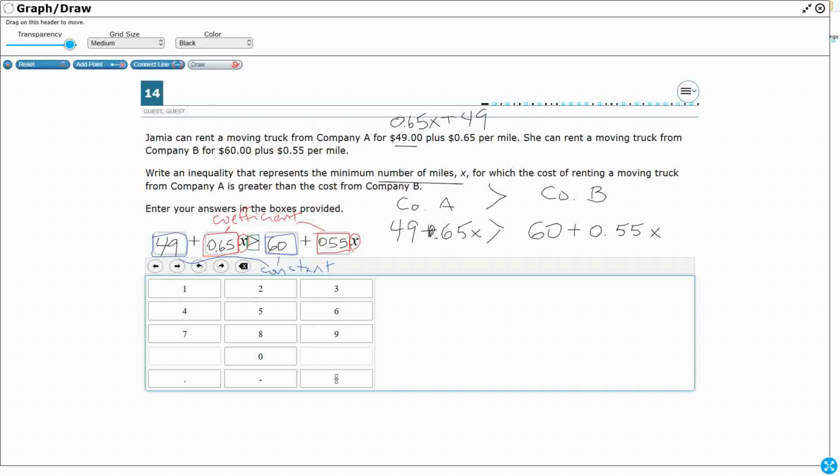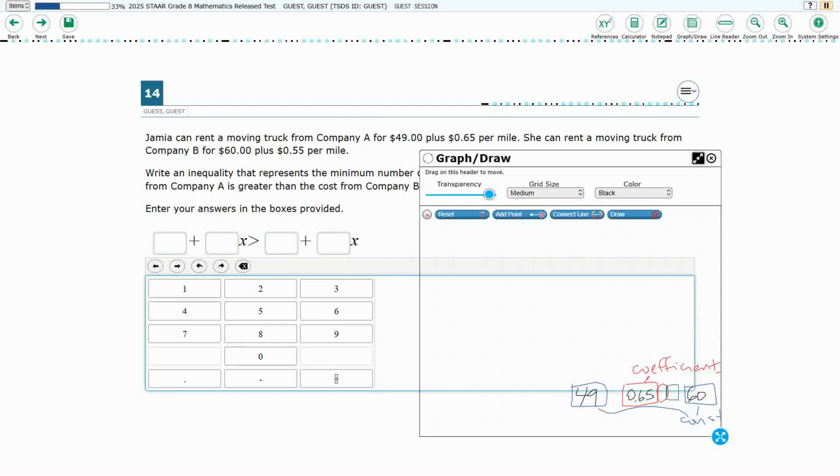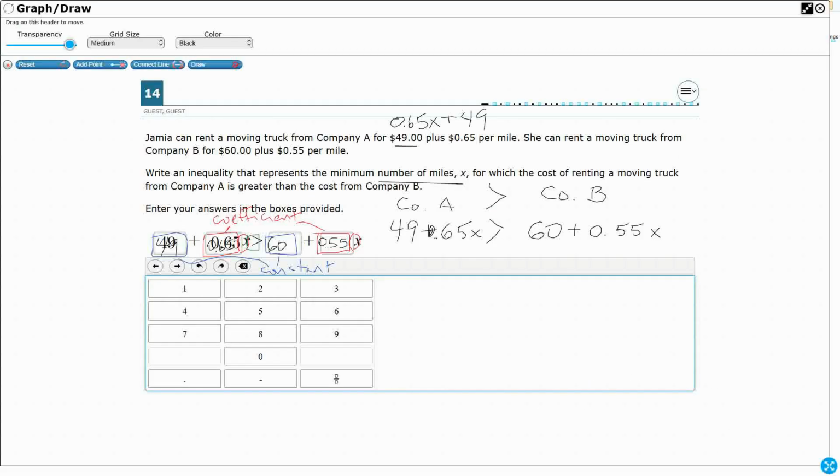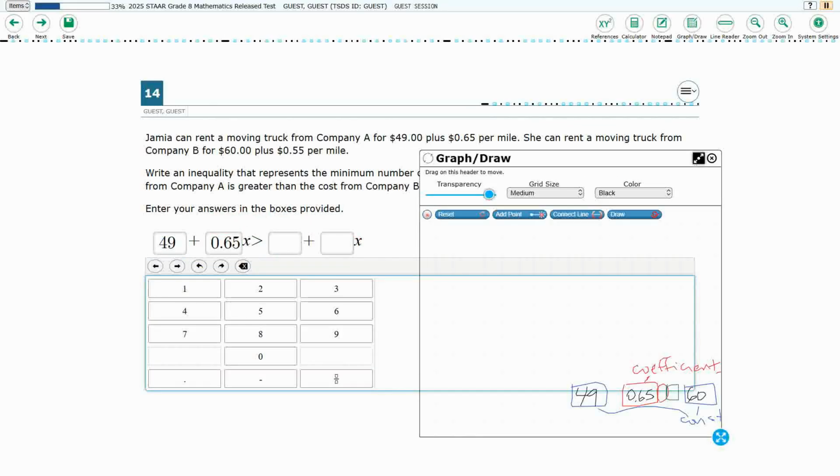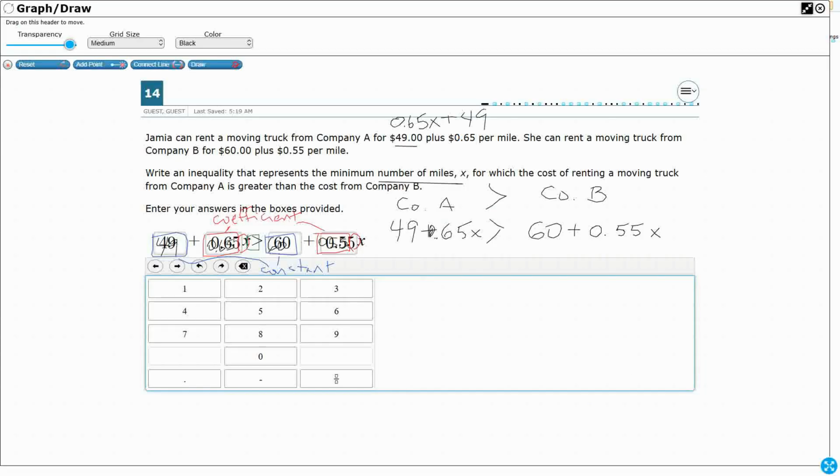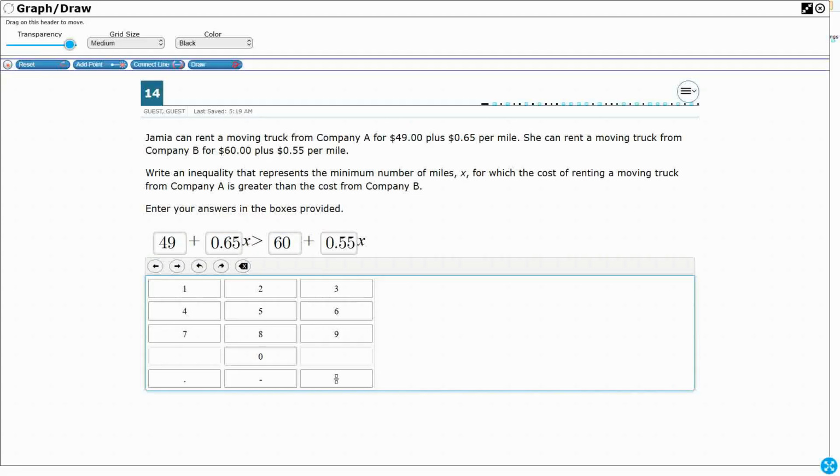All right, so let's get to it. $49 is our starting point right there, and it was 0.65. Now, 60 and 55 cents. This is going to be 60, and this is going to be 0.55. Let's make sure we have it right. It's kind of hard to see, but it is going to work. So this is all simply 1 point. All four of these need to be correct, or the entire problem is marked wrong.